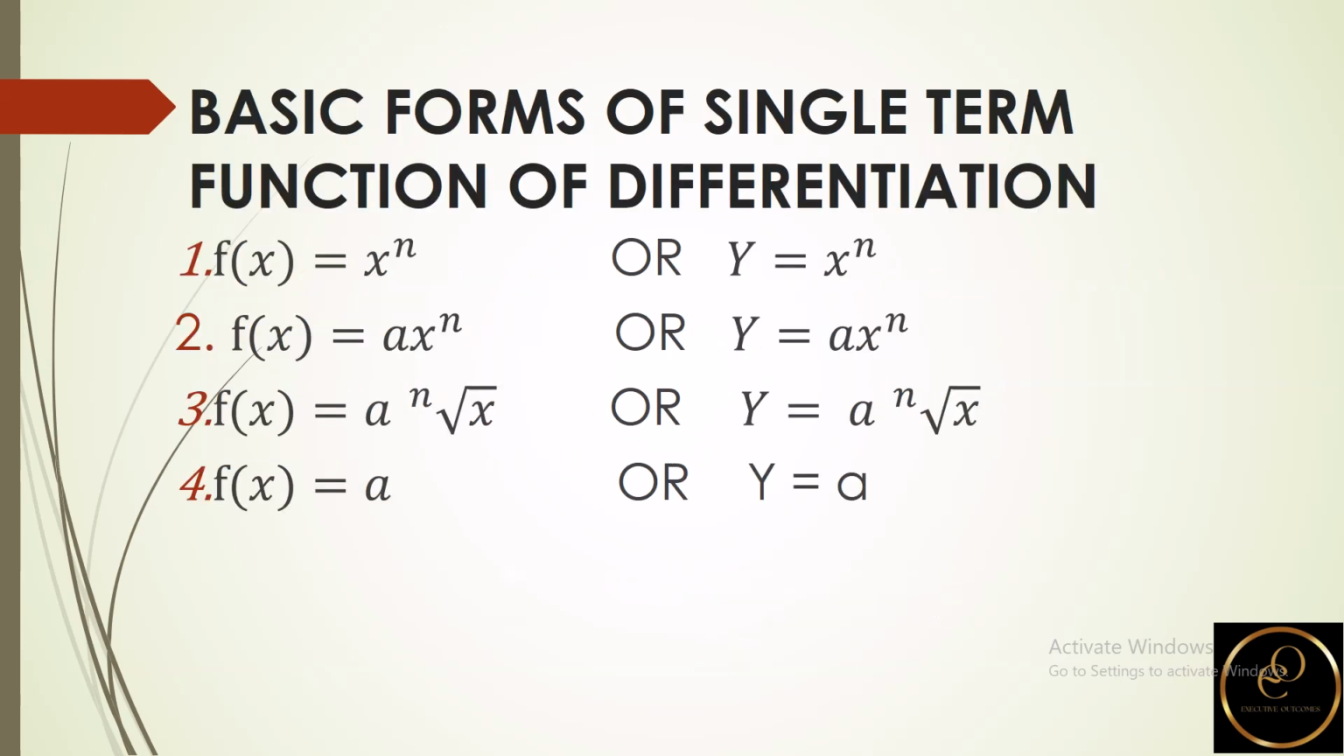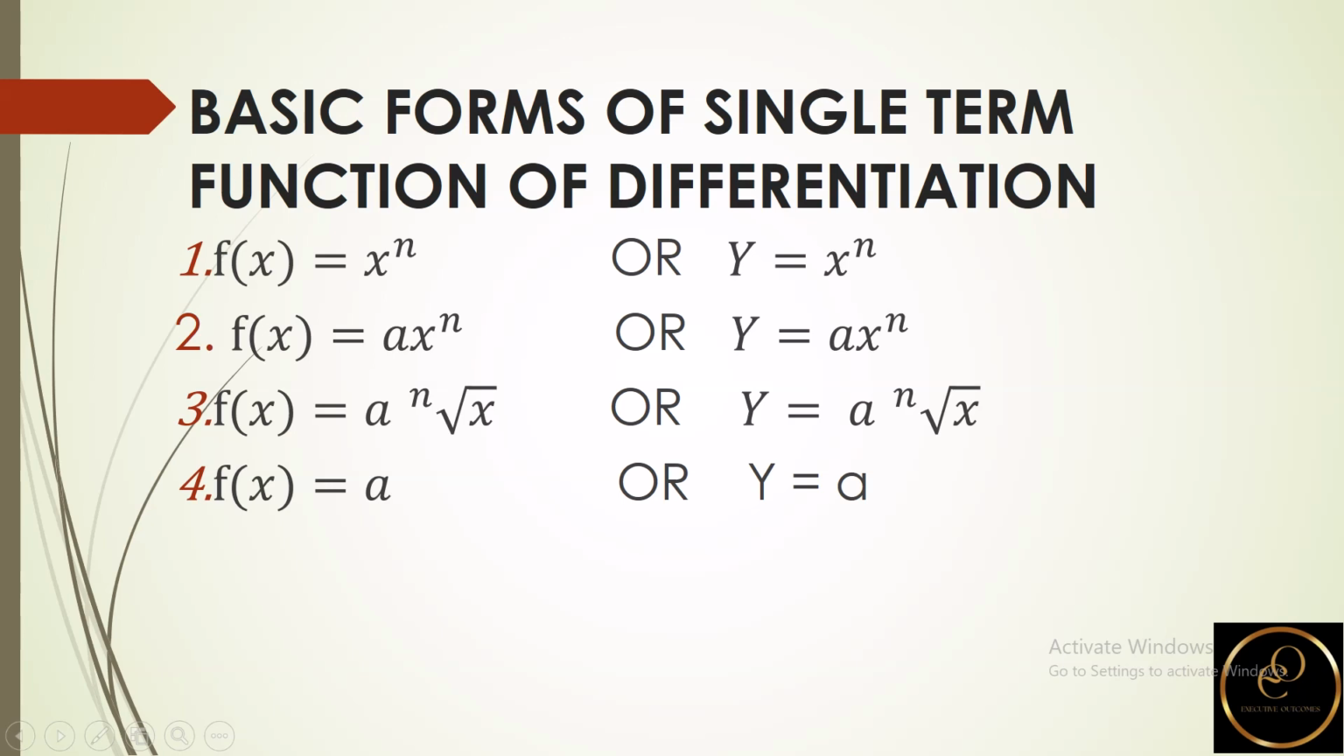Let's look at some of the basic forms of single term function of differentiation. You can have, for instance, these four. Number 1: function of x is equal to x raised to the power n, or again written just as y is equal to x to the power n. Equally, number 2: function of x is equal to a, that's the coefficient, multiplied by x raised to the power n, or simply y is equal to a times x raised to the power n.